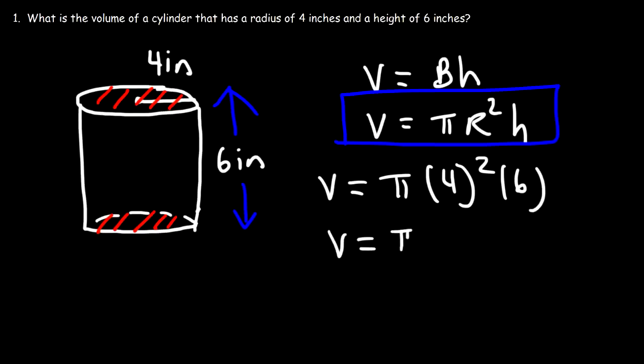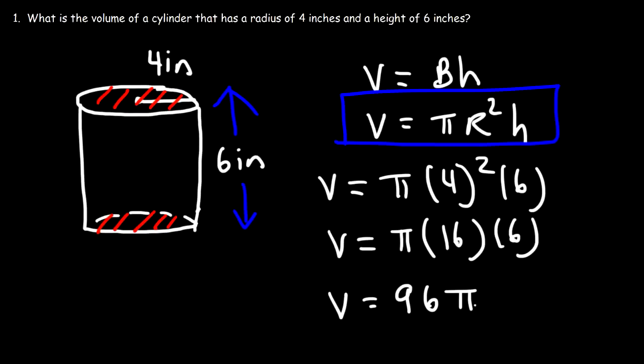Now 4 squared, that's 4 times 4, which is 16. And 16 times 6, we know that 10 times 6 is 60, 6 times 6 is 36, and 60 plus 36 is 96. So 16 times 6 is 96. So our answer is 96 pi cubic inches.